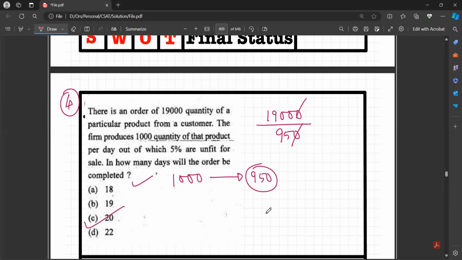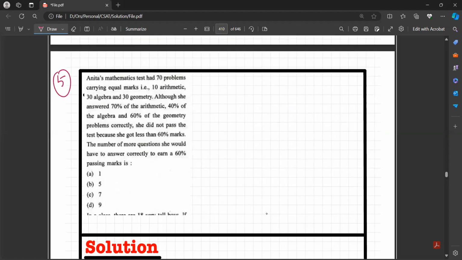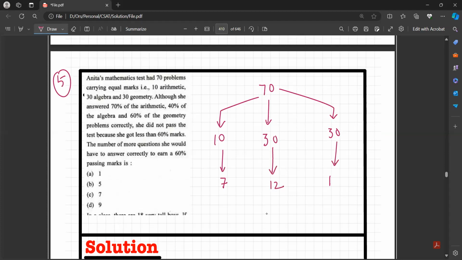Coming to the next problem, question number 5. Anita's test had 70 problems of equal marks. Let each be 1 mark. 10 arithmetic problems, 30 algebra problems, 30 geometry problems. Total 70 marks. She answered 70% of the arithmetic problems, that is 7 questions, so scored 7 marks. 40% of the algebra questions, scoring 12 marks. And 60% of the geometry problems, scoring 18 marks correctly. So the total marks Anita scored is 37.